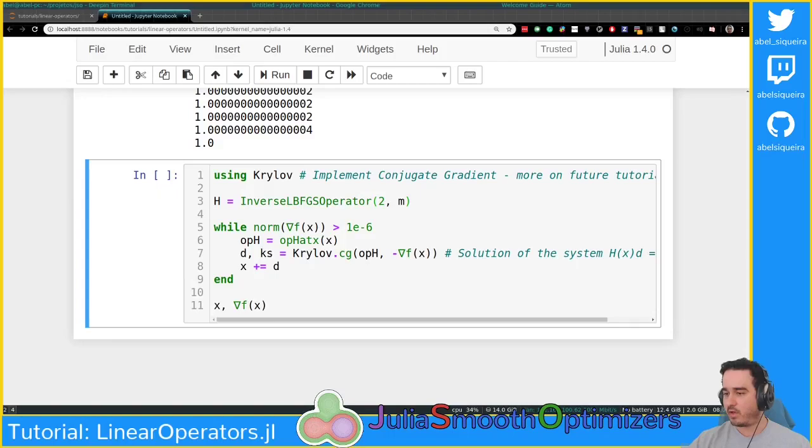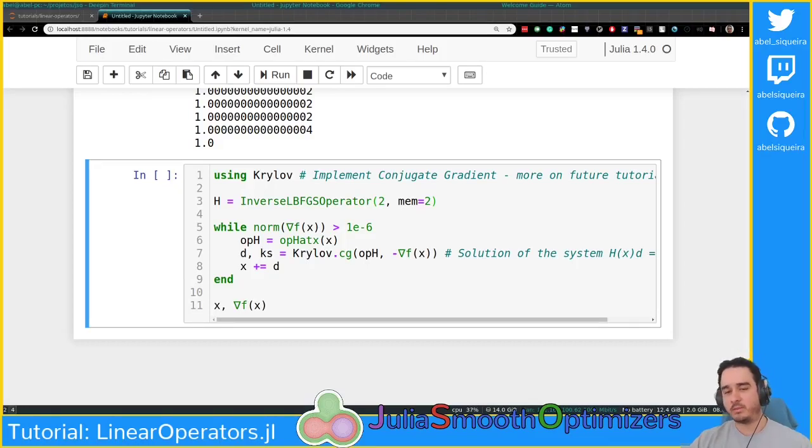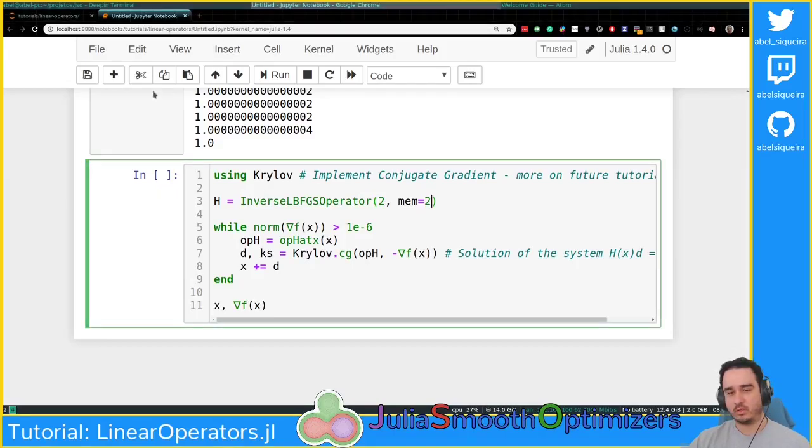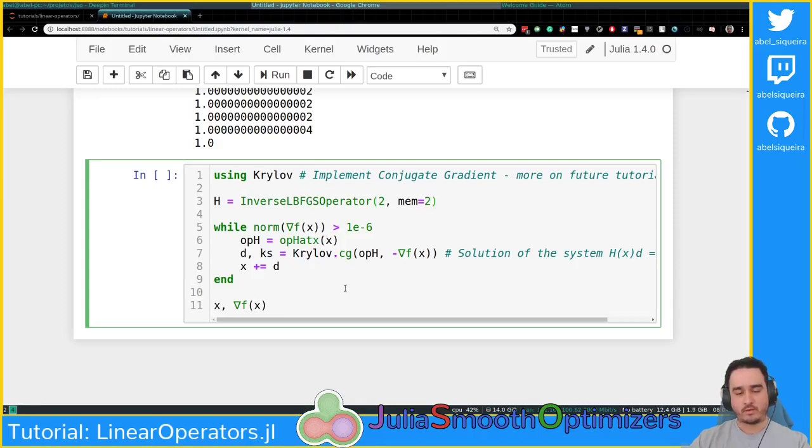LBFGS can have longer history too. You can change mem to find here. For instance, I can have memory 2 or memory 5. I think the default is 5 or the size, whichever is lower. Because I can use 5 and it will be terrible. But yeah, I could have something like that.